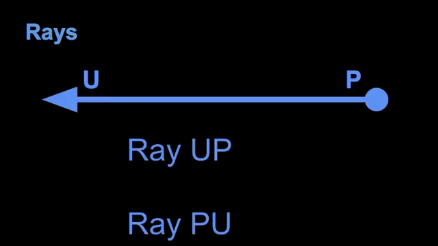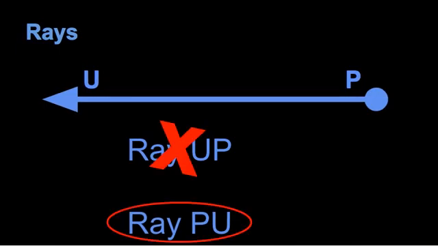Here's an example. I have 2 things written on here. I have ray UP and ray PU. Here's our endpoint P, meaning that this is where the ray starts, and it goes in the direction of U forever and ever. How would I name that? If you said ray PU, you would be correct. I have to name it from where I'm starting to where I'm going.